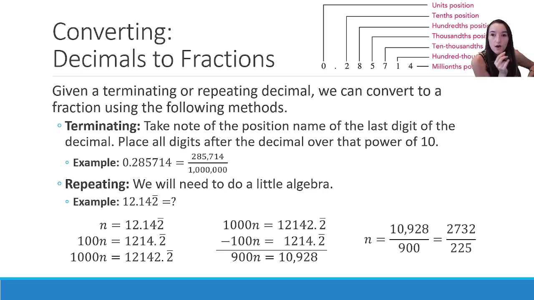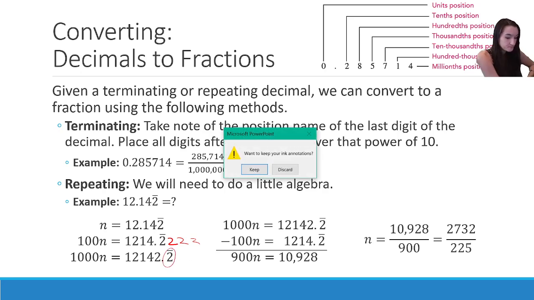I also am then going to go up one more level. So 1,000 times this number is 12,142.2 repeating. Now notice, that's because this is technically 0.2222, so it's just shifting it over a little bit, but this is what's getting repeated, okay?